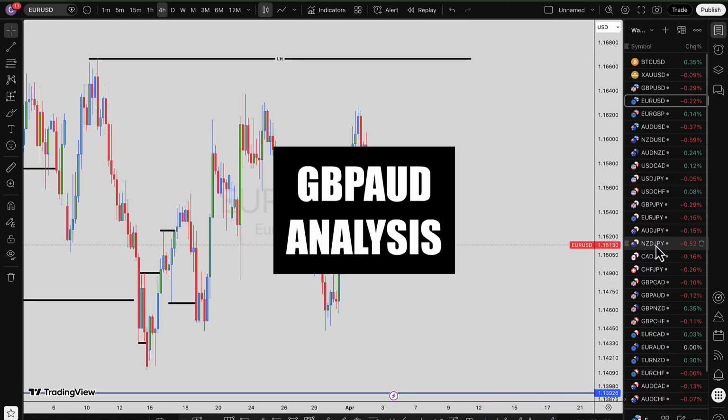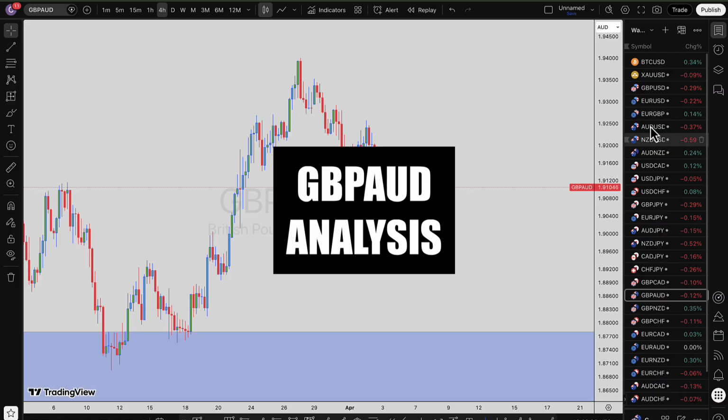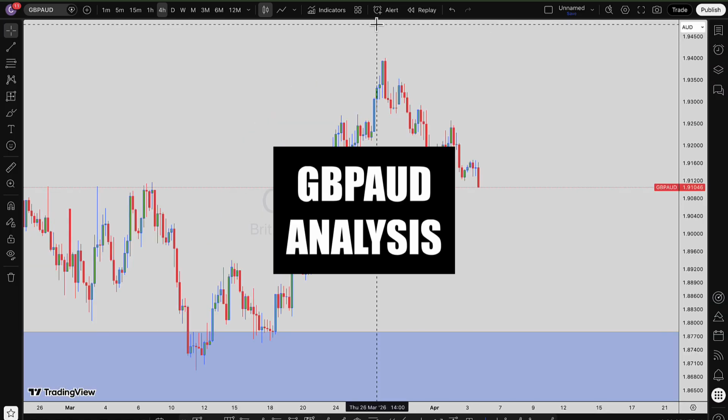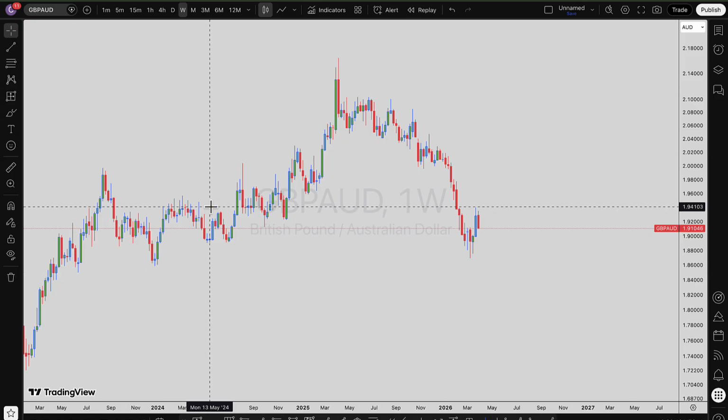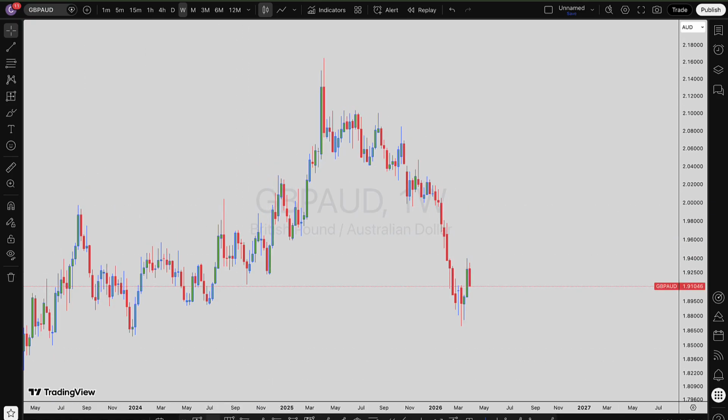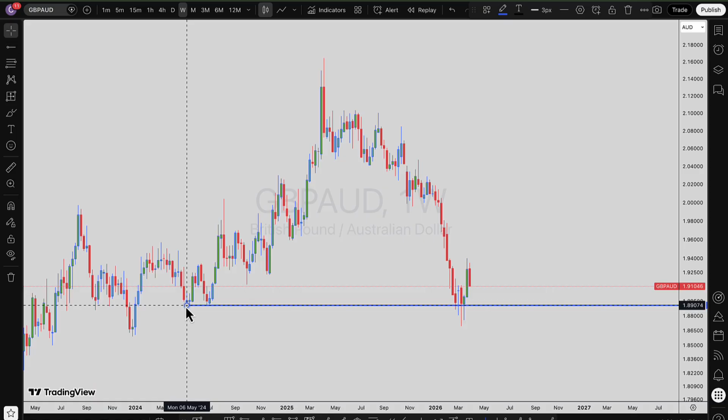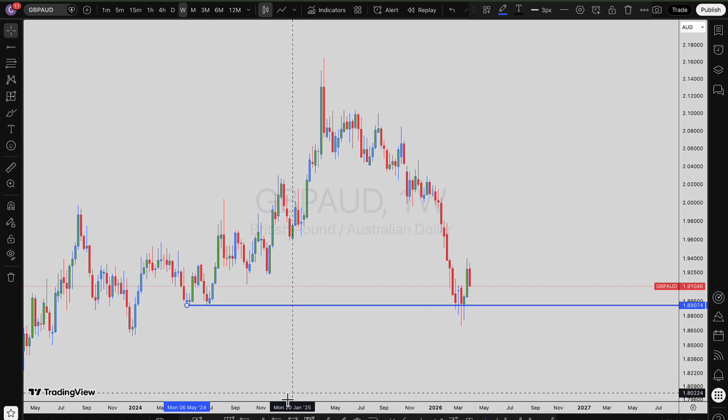Next currency pair on our list is the Great Britain pound sterling paired against the Australian dollar. So let's start from the weekly chart. From the weekly chart, we can mark some technical key level zones. Right here, we have our 1.89074 as our technical support.